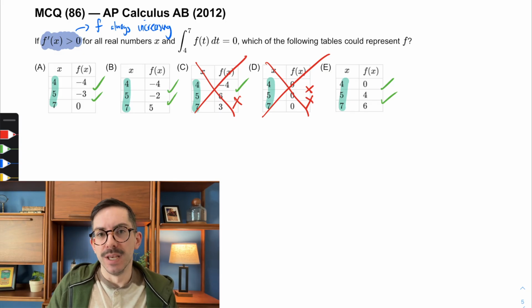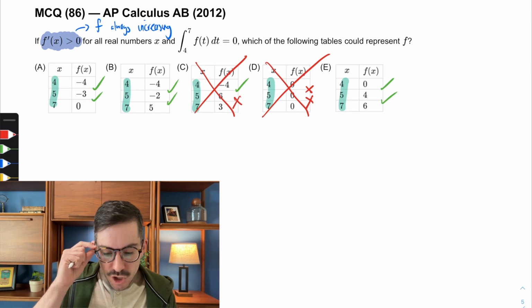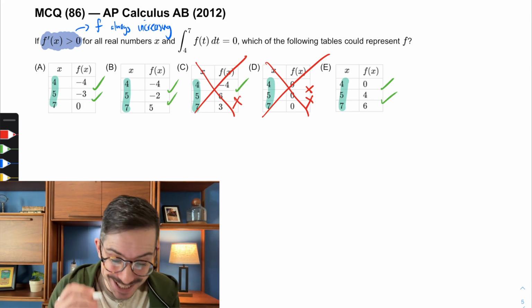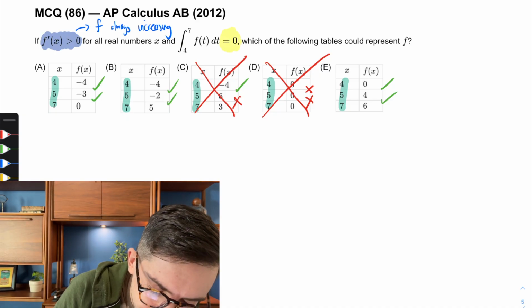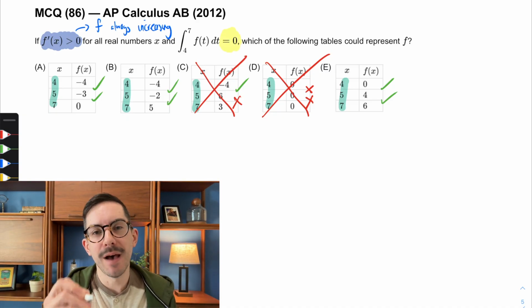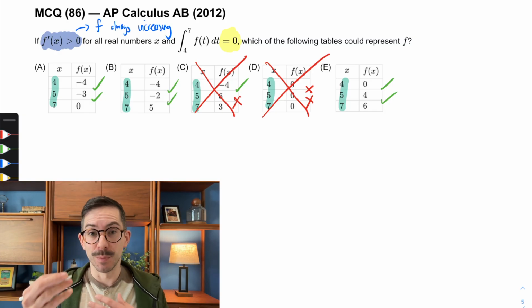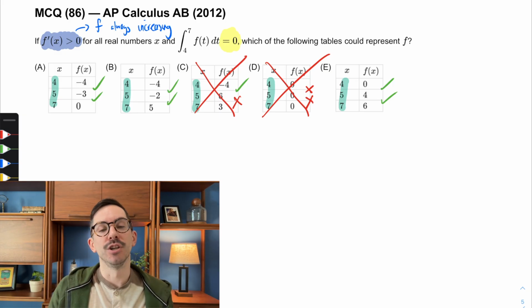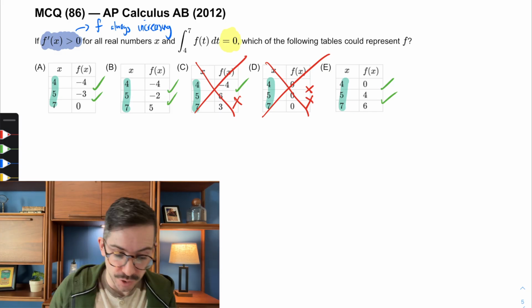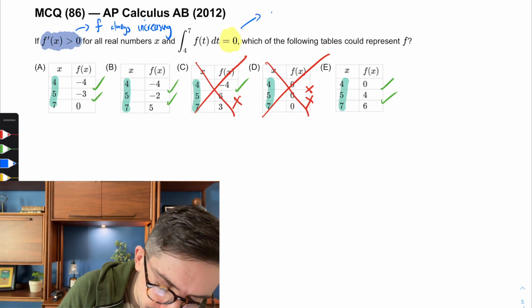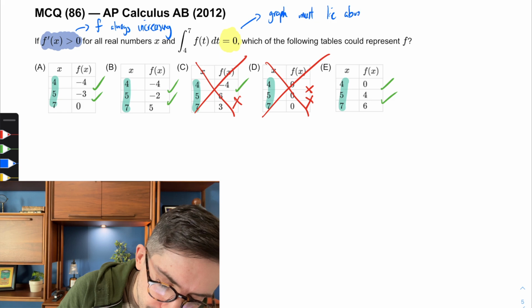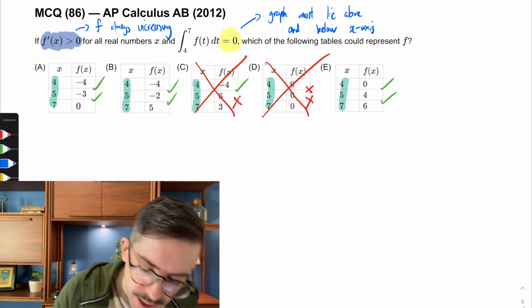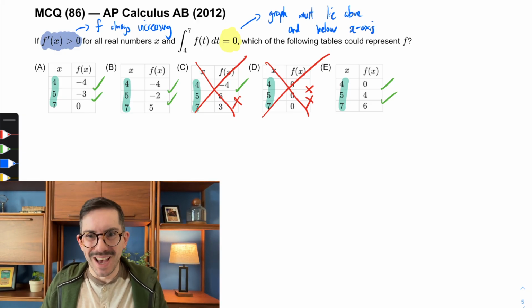Haven't even used anything about this definite integral yet, but notice, because that definite integral is equal to 0, that forces this graph to have some portions above the x-axis contributing positive area to the definite integral, and some portions below the x-axis that will contribute negative area to the definite integral. So this observation tells me the graph must lie above and below the x-axis. So let me show you with an example why that has to be the case.